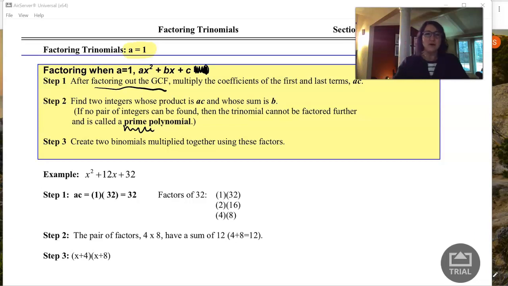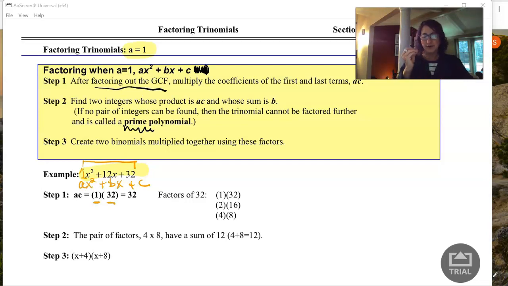All right, so if we start with our first example here, x squared plus 12x plus 32. So right away, we can see that this is in standard form. Our standard form, ax squared plus bx plus c. So if you take and multiply that a times that c, that's where the 1 and the 32 come from. The 1 is in front of that x squared multiplied by that c, which is 32.